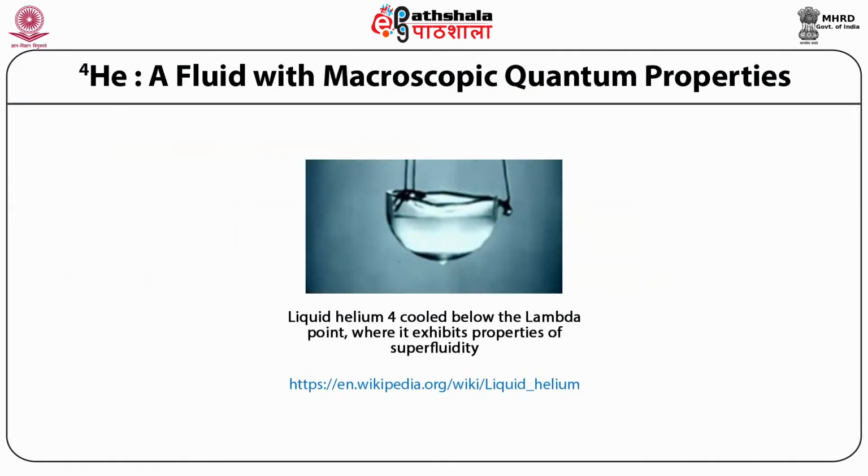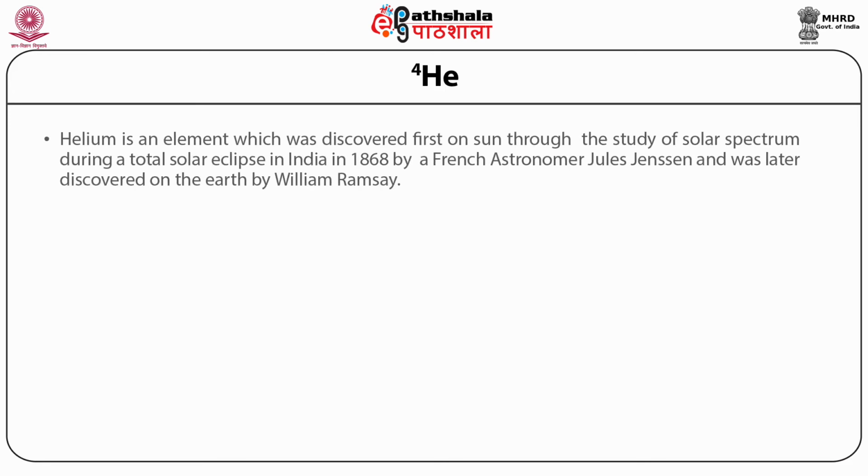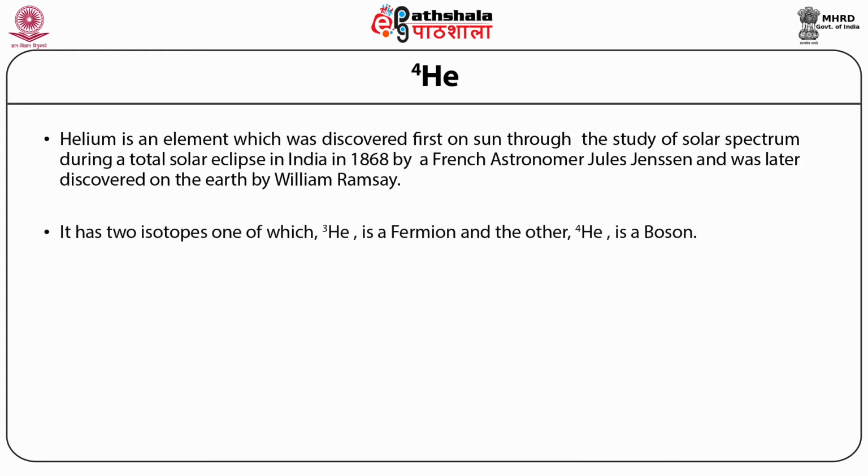Now we try to look at a fluid made up of helium-4 with macroscopic quantum properties. Therefore, let us first of all look at very interesting properties of helium-4. Helium is an element which was discovered first on Sun through the study of solar spectrum during a total solar eclipse in India in 1868 by a French astronomer Jules Janssen, and was later discovered on the Earth by William Ramsay. It has 2 isotopes, one of which, helium-3, is a fermion and the other, helium-4, is a boson.